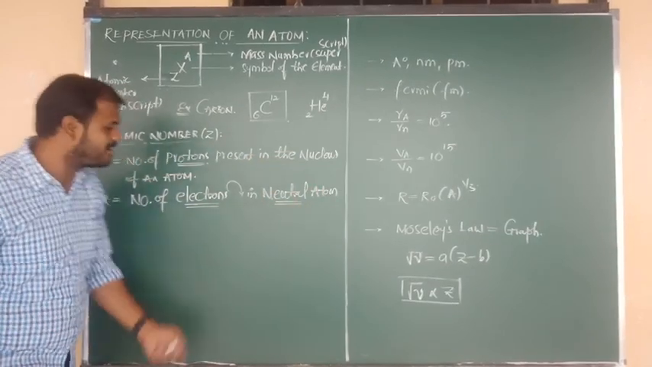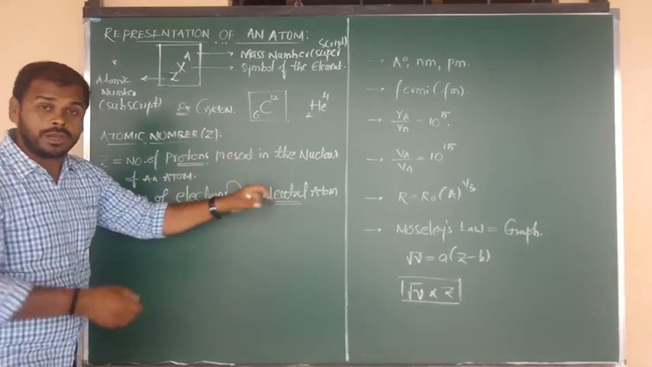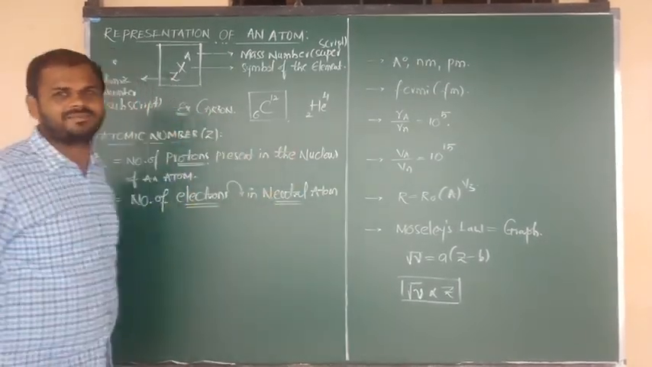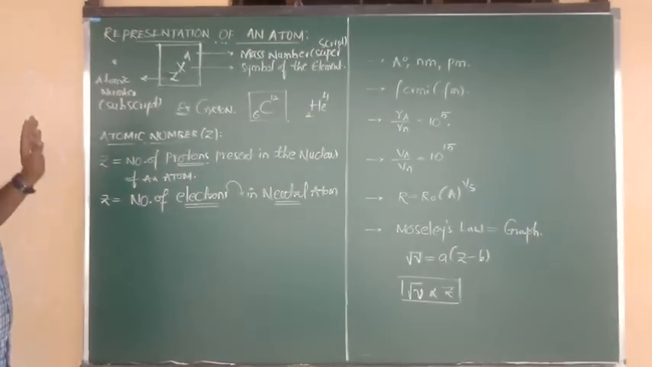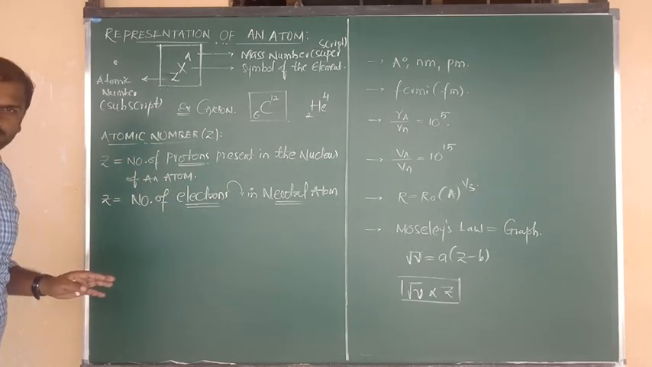That is also a common point. And what about the other definition? Number of electrons present in a neutral atom only. Don't consider cation and anion. Okay, all of you? Yes. So you have to remember both formulas. I mean, try to remember both definitions.